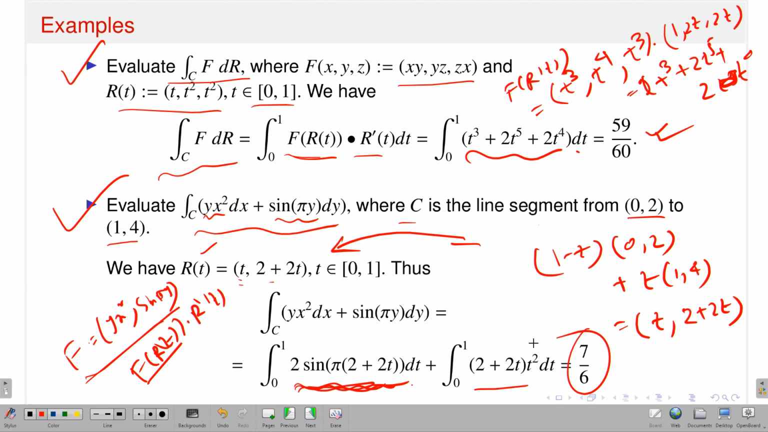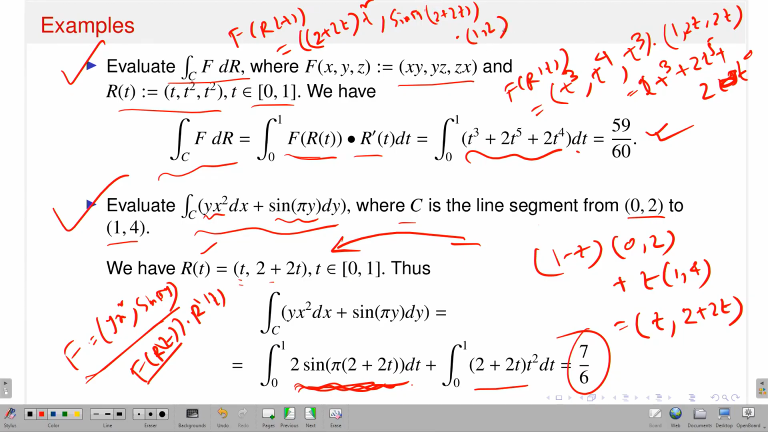In fact, if you want, maybe I'll calculate it. What is capital F of r(t)? Then it will be clear. What is capital F? This is y x square, sin pi y. So x square is t square, so this should be 2 plus 2t times t square, comma, sin pi y, that means sin pi of 2 plus 2t. And then r'(t) should be 1 comma 2.